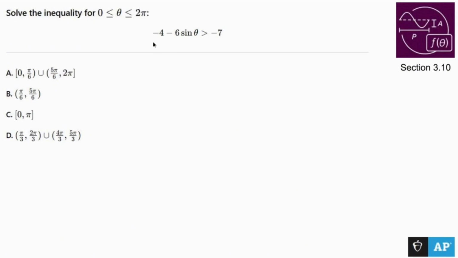First off, let's get rid of that -4 by adding 4 to both sides. That gives us -6 sine theta is greater than -3. Now remember, when you divide an inequality by a negative, which we're about to do, you must flip the sign. So we're going to get sine theta is less than positive 1/2.